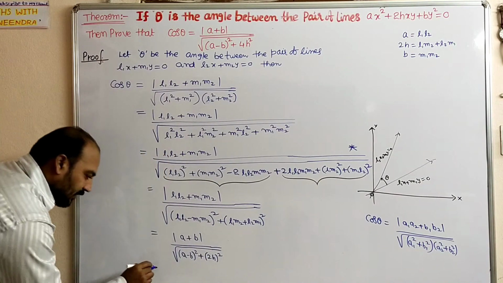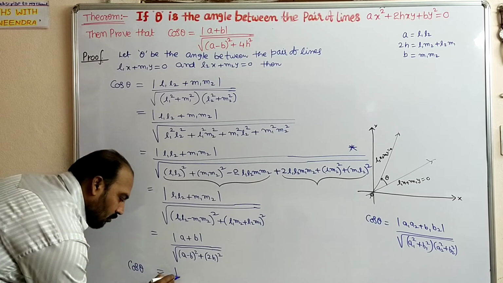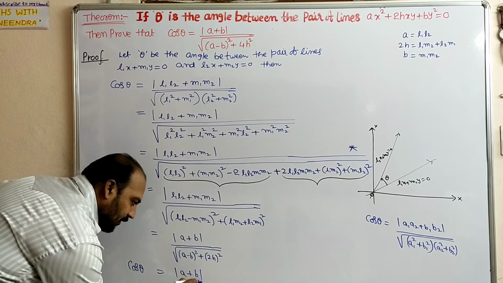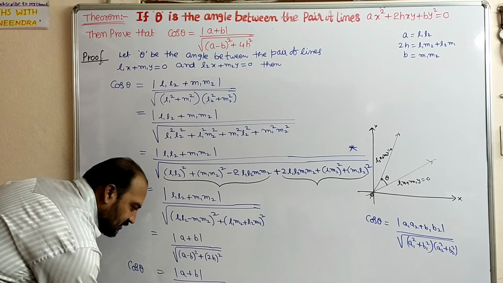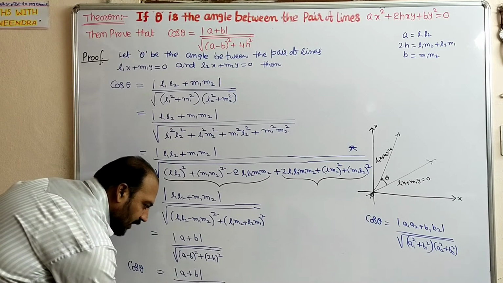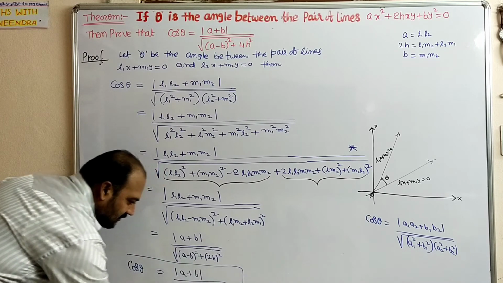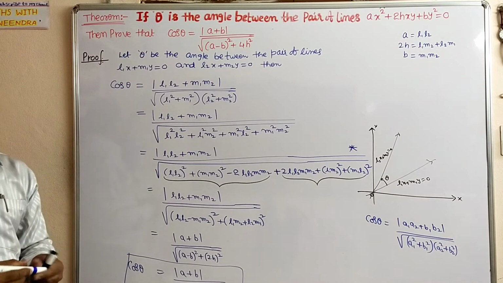So that also can be written as the conclusion step. Cos theta equal to mod A plus B divided by square root of A minus B whole square plus 2H whole square, which is 4H square. Hence the theorem. We got the result for cos theta.